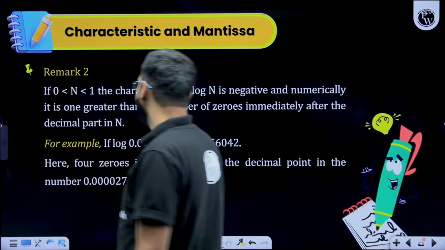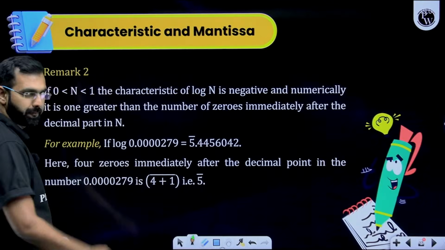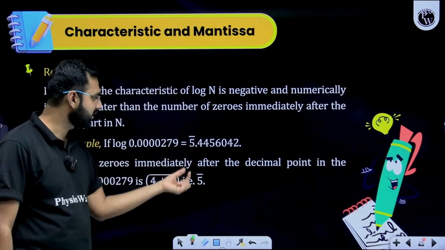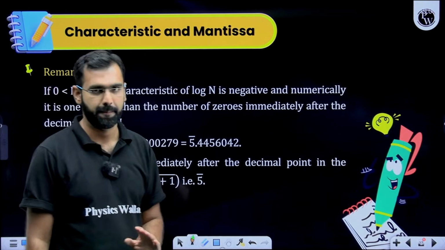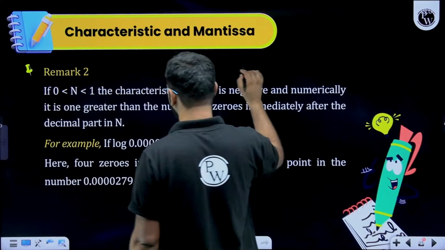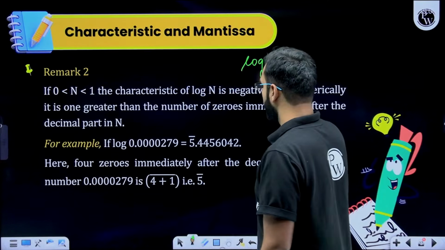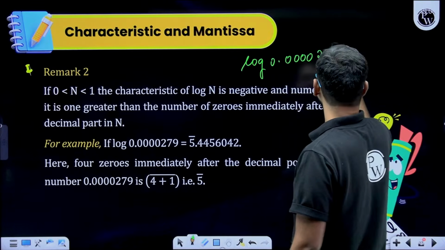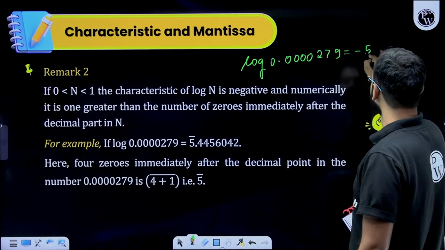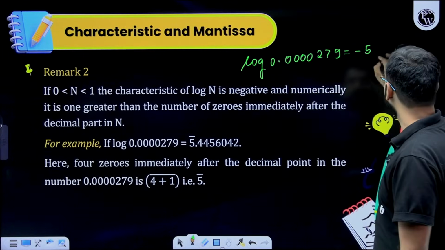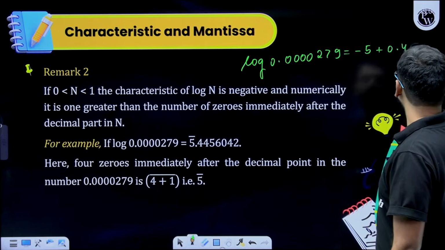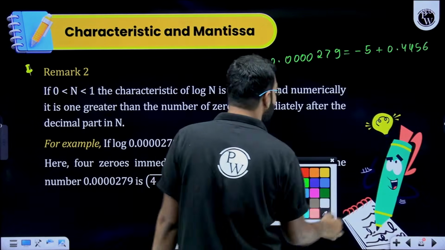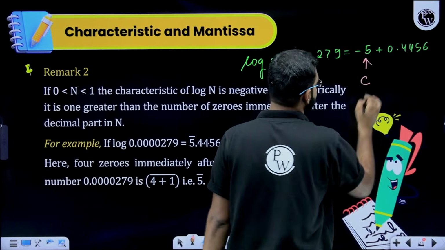What is that? Let's say there is a number. Usually when you define log and let's say its characteristic is -5, you usually write it as 5 bar. Technically, this number would have been log of 0.0000279. So it will be written as -5, which is its characteristic, plus 0.4456. So that's its mantissa. Mantissa is not very useful, but characteristic plays a very crucial role.